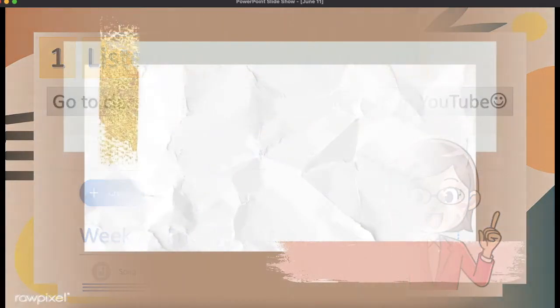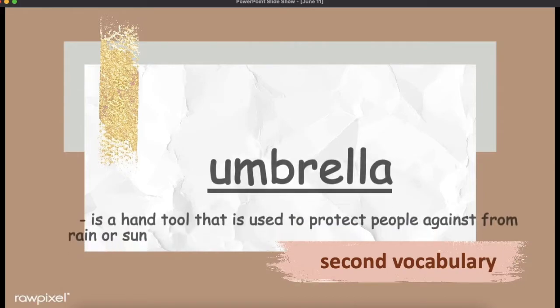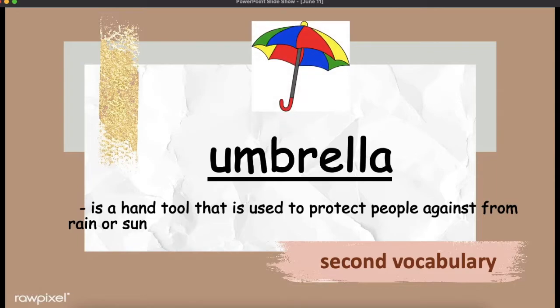All right, now let's move to our second vocabulary for today. Second is umbrella. I think everybody knows what umbrella is. Umbrella is a hand tool that is used to protect people from rain or sun. Sometimes when it's sunny we use an umbrella, and most of the time when it's raining we use an umbrella too.